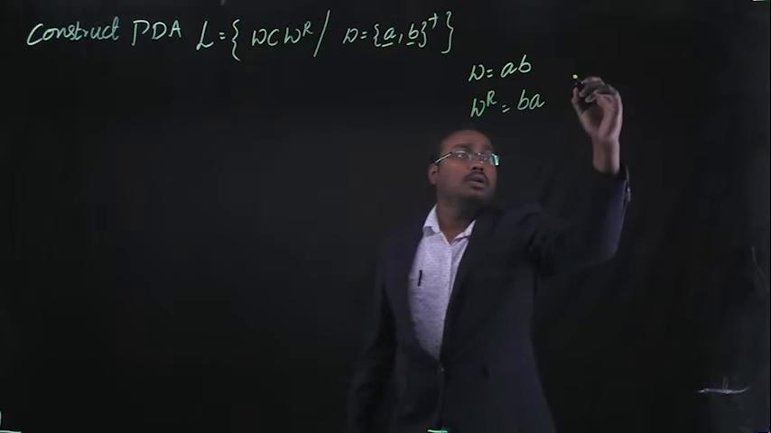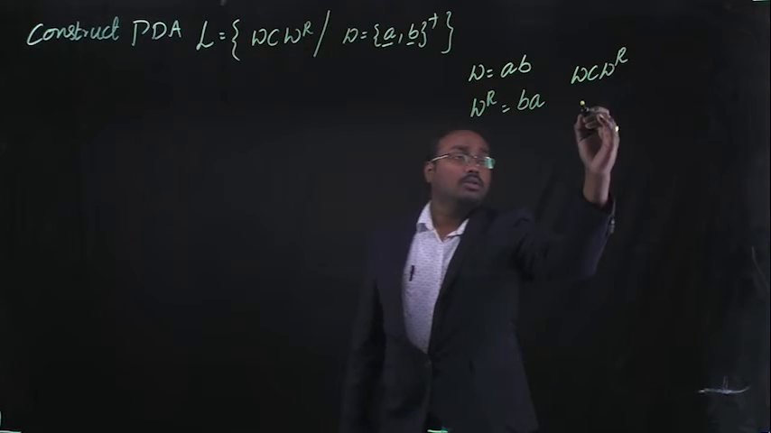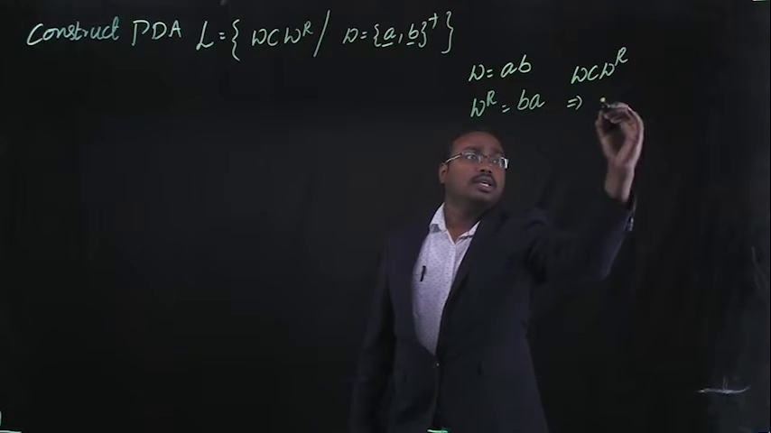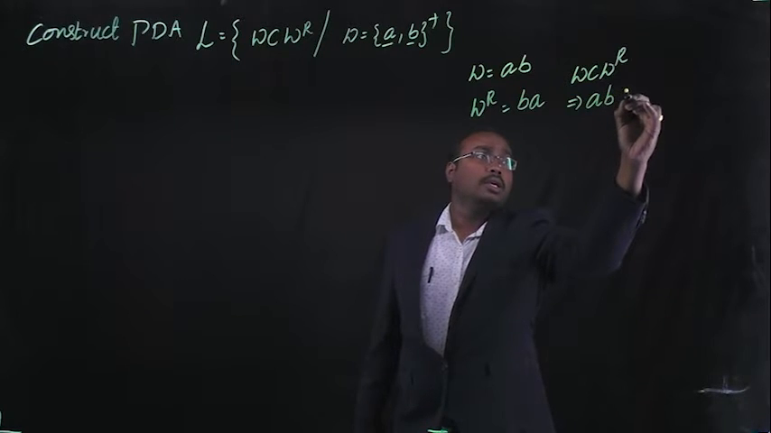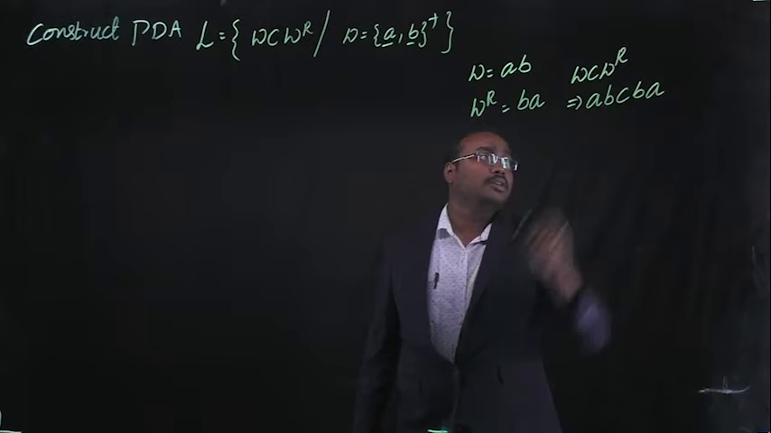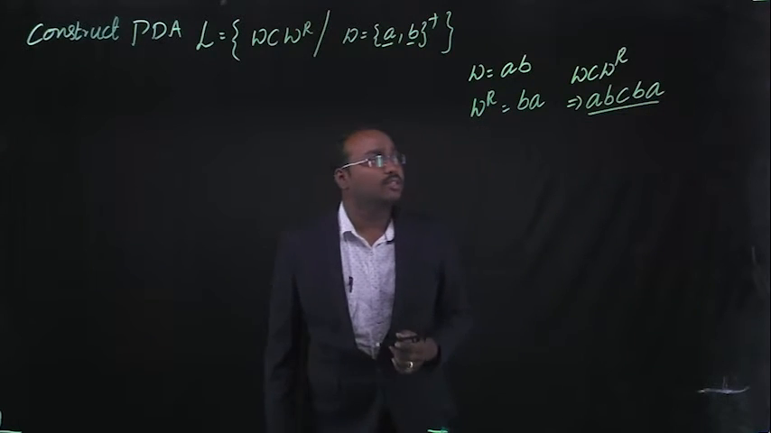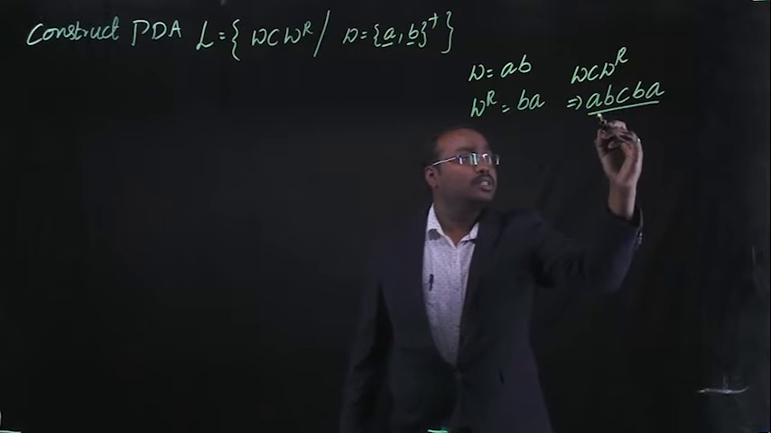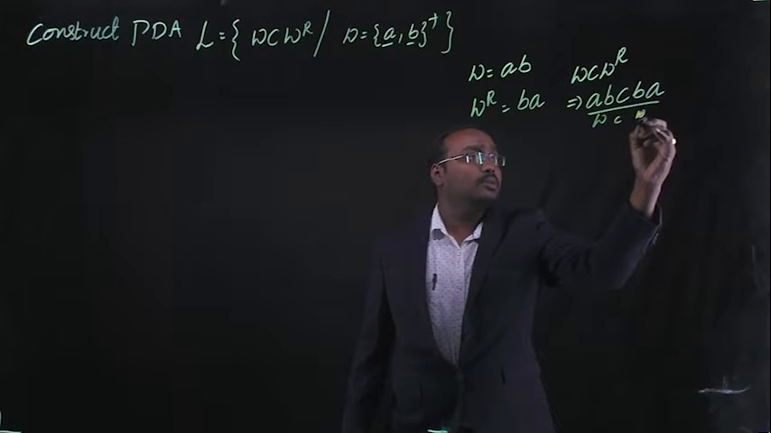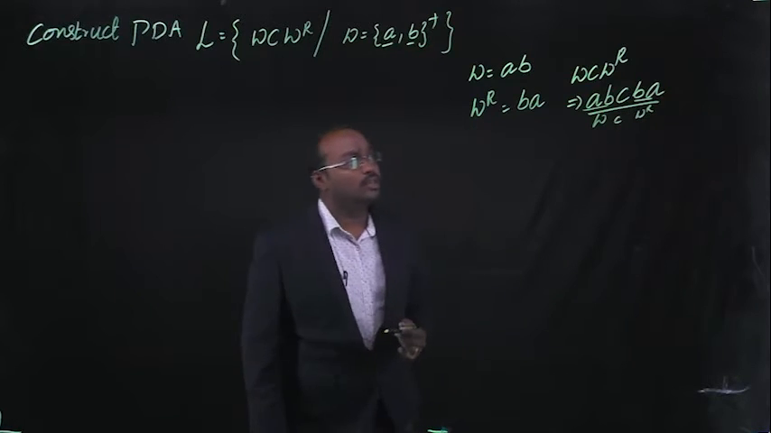So now I'm writing the string as W C W power R. So the final string is A B C and reverse of the string is B A. So this is the string and reverse of the string. So in between these strings is C. So this is the string and this is the reverse of the given string.